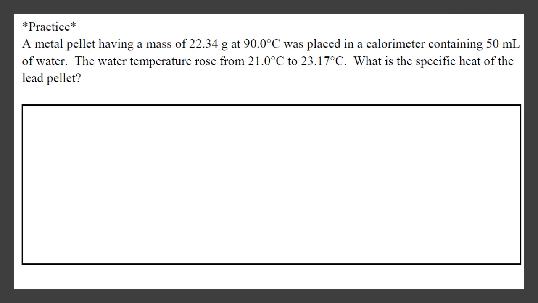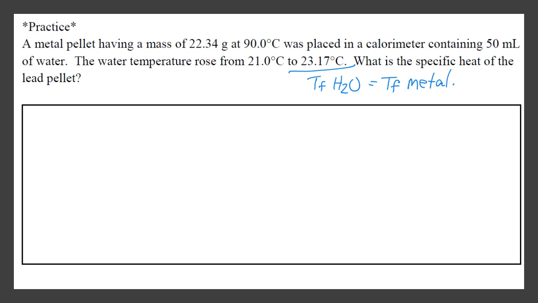Okay, why don't you take a minute to work through this practice problem. We've got a metal pellet having a mass of 22.34 grams at 90 degrees Celsius, placed in a calorimeter. A calorimeter is just a container that doesn't allow heat to escape. It contains 50 milliliters of water. The water temperature rose from 21.0 degrees Celsius to 23.17. Important thing to notice here is that if this is the final temperature of the water, remember that that is also the final temperature of the metal. So you do know that this time.